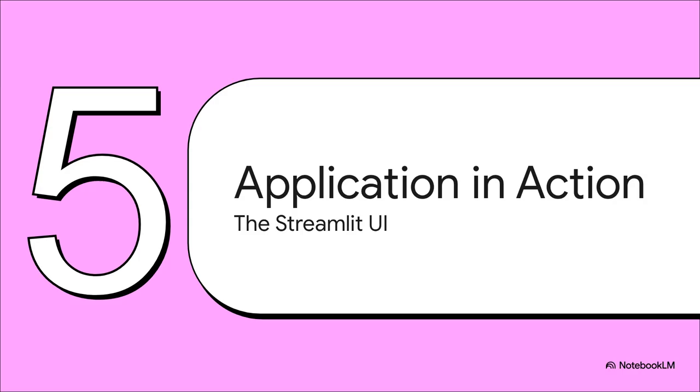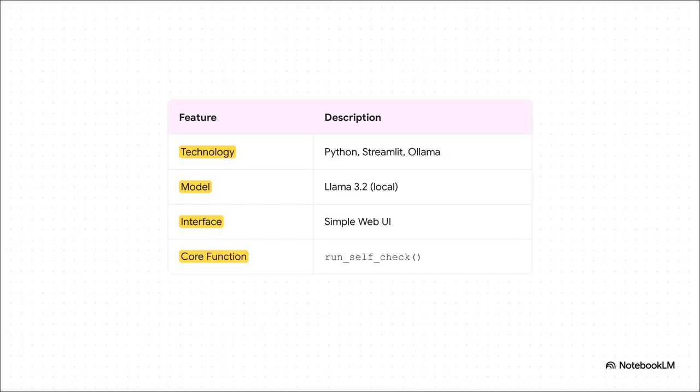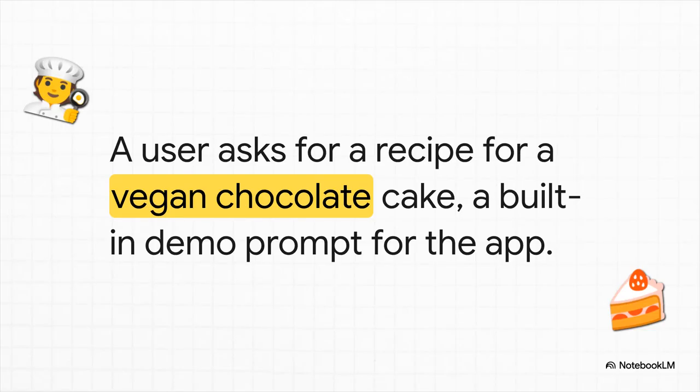Okay, so we've seen the concept, we've seen the logic in the code. Let's see what this actually looks like when you run it as a real application. The app itself is built with really accessible open source tools. It's using Python, a simple web front end built with Streamlit, and this tool called Ollama that lets you run powerful AI models right on your own machine. This puts this advanced technique within reach for pretty much anyone. So let's just walk through the demo that comes with it.